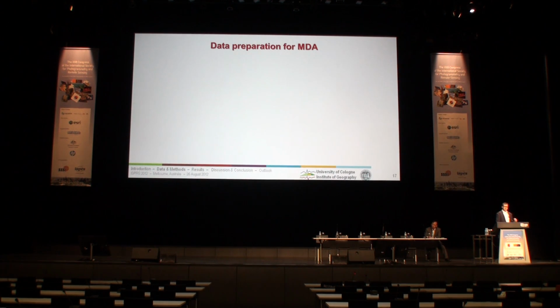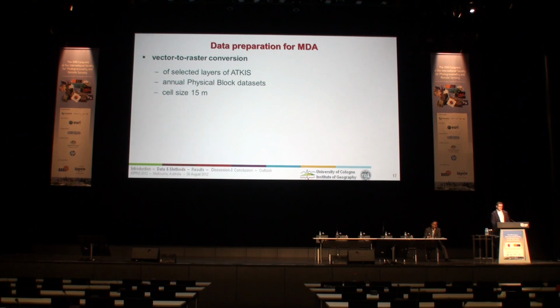So for the multi-data approach, we had to conduct some data preparation, and the first thing was that we had to rasterize the vector data, which was selected to be included in the analysis. So we chose some layers of the ATKIS, and we rasterized the physical blocks also to a cell size of 50 meter, just like the remote sensing data.